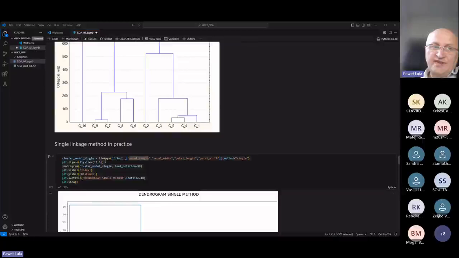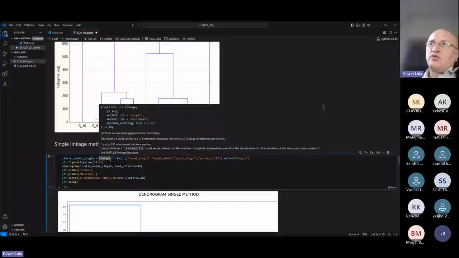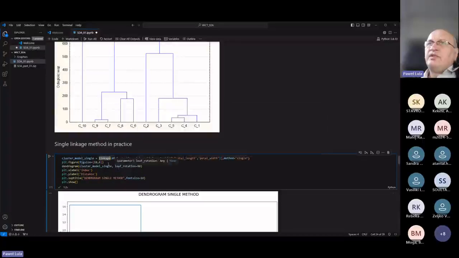For all these methods, when we want to use them, we use the same function, linkage. This function has 2 obligatory parameters. The first parameter is a definition of data.